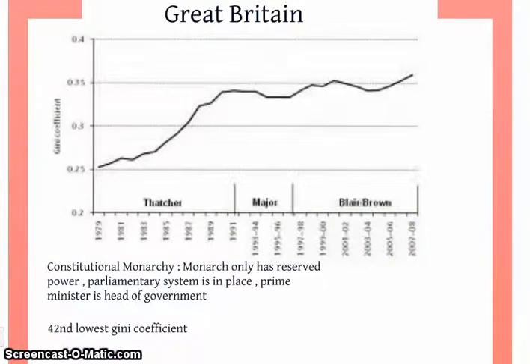Great Britain has the 42nd lowest Gini coefficient. They've hovered around 35% and shown their biggest increases under Margaret Thatcher during the early 80s.